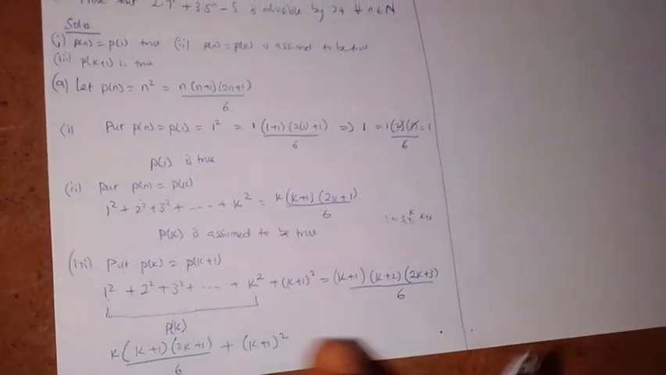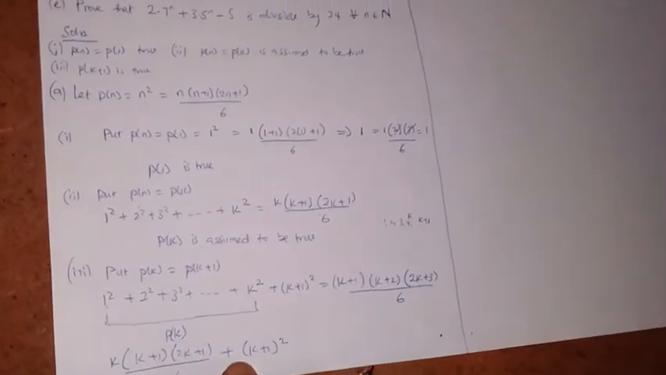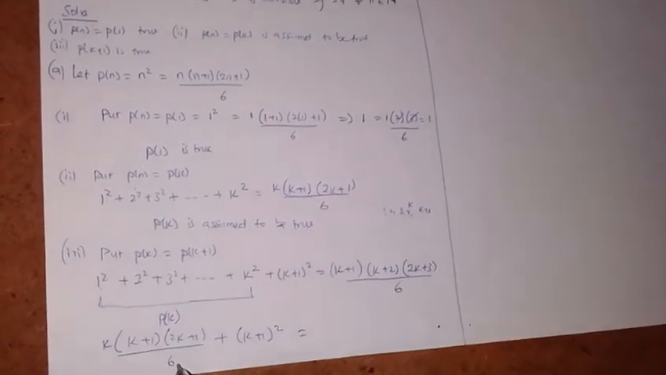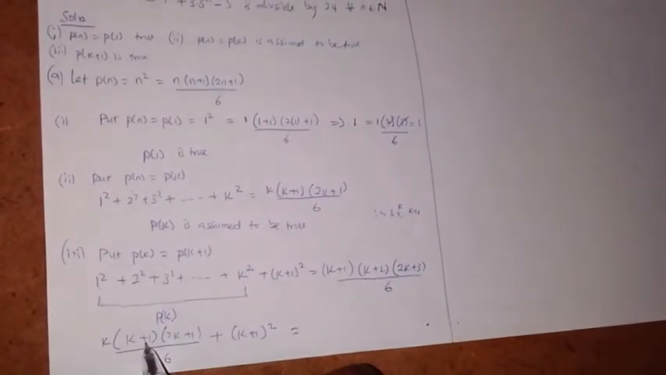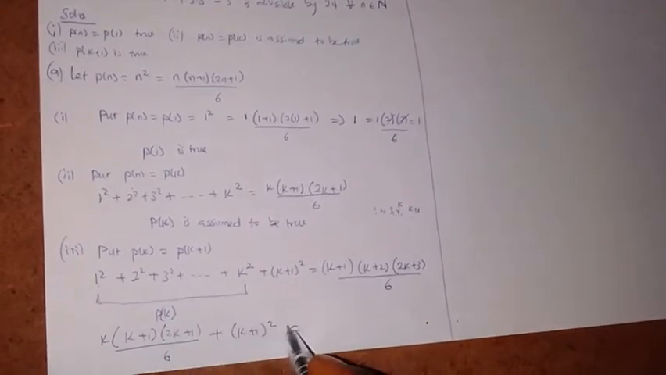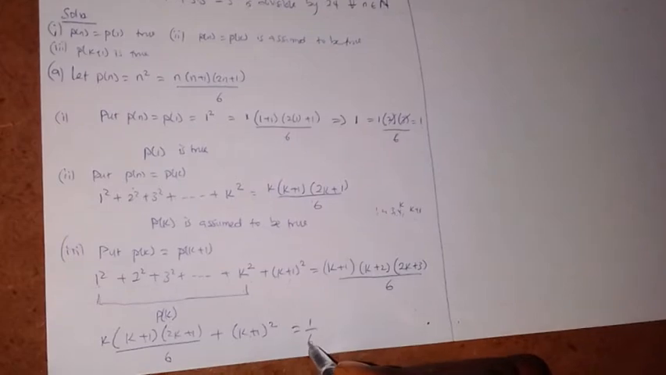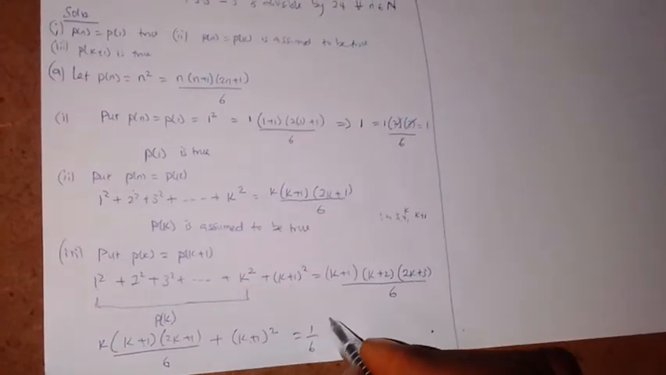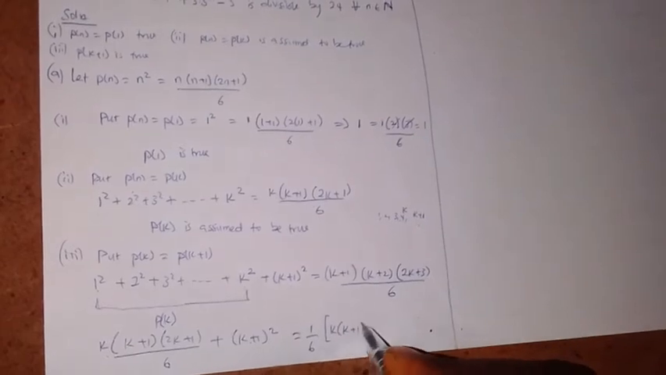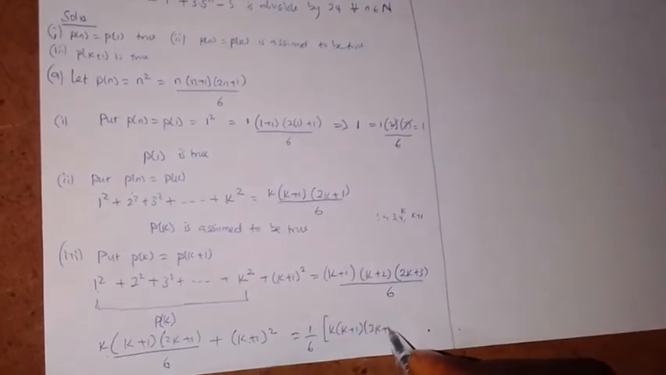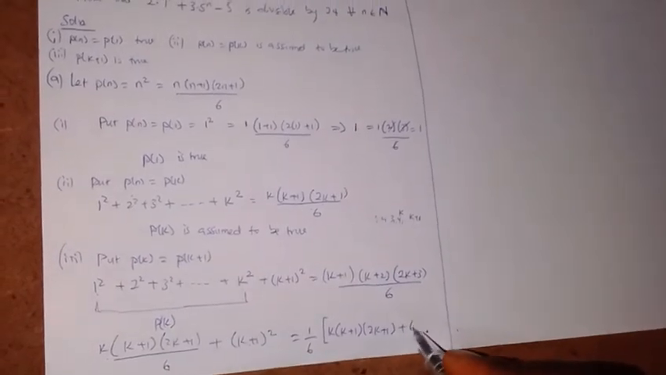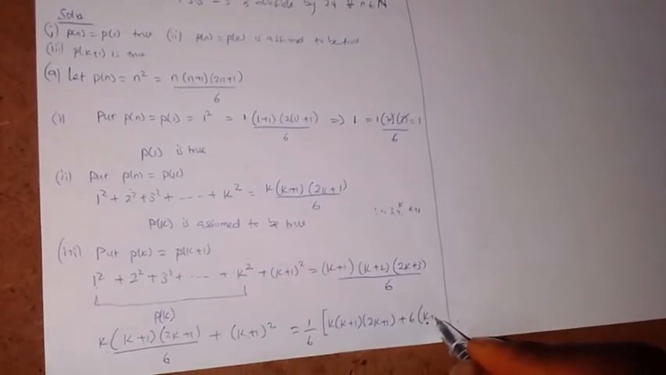Now, I'll prove that the sum of this will give me this. Okay, now if I find the LCM, 6 here, 1 times this gives us this, 6 here, 6 times this gives us what? 6 into this. So if I bring out the fraction, what will I have? I'll have 1 over 6 into k into k plus 1 into 2k plus 1. That's for this one. Then plus 6 into k plus 1 all squared.